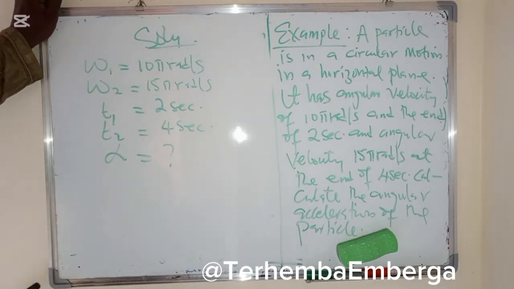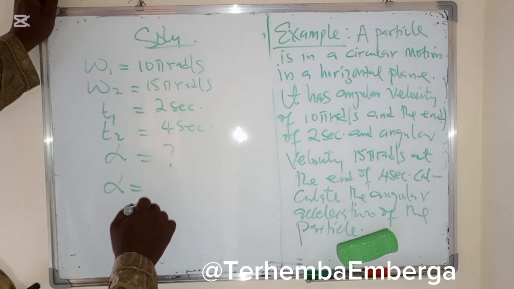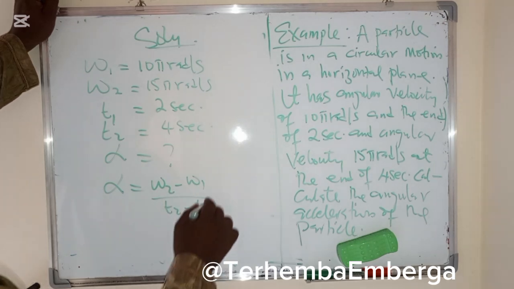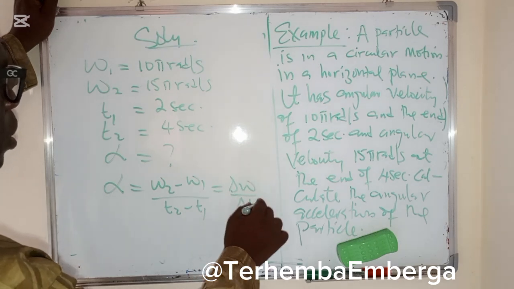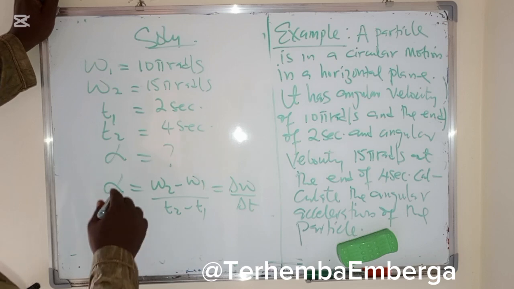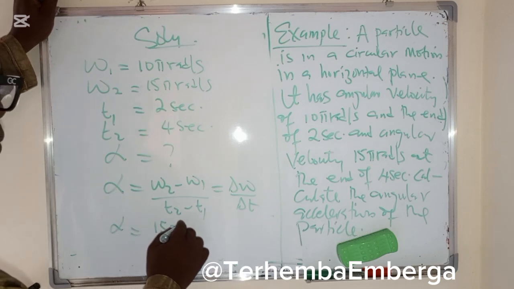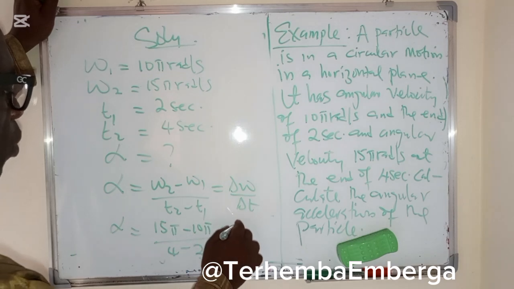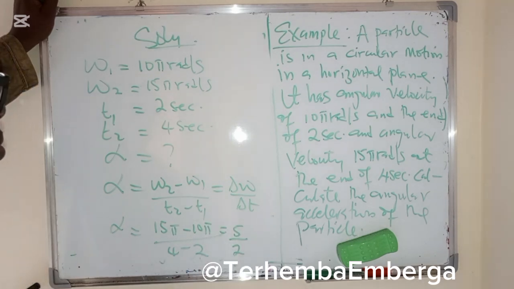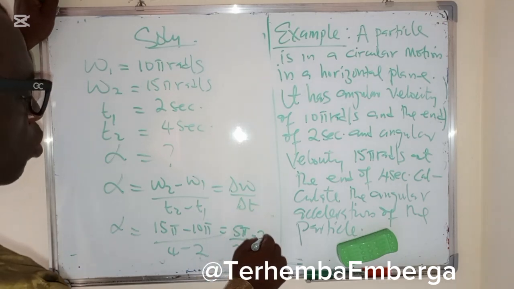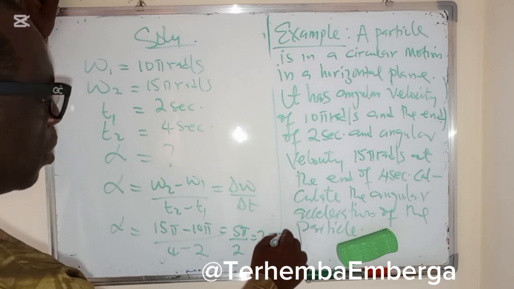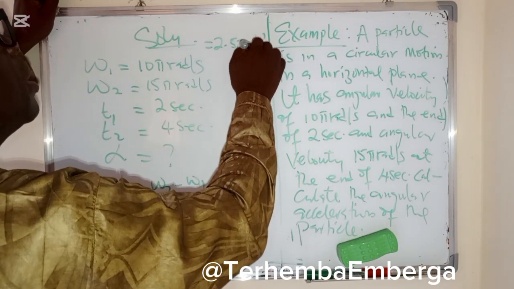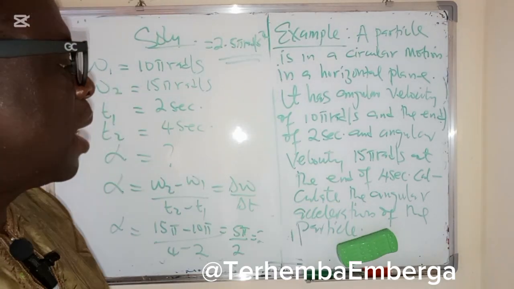In one of our classes, we said that angular acceleration is given as omega 2 minus omega 1 all over t2 minus t1, which you can write as change in omega all over change in t. So in this case, angular acceleration is given as 15 pi minus 10 pi all over 4 minus 2, which is equal to 5 pi all over 2, which will give us 2.5 pi radians per second squared, because what we are looking for is the angular acceleration.